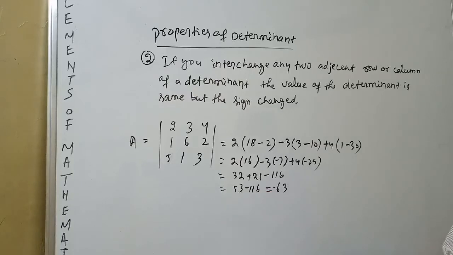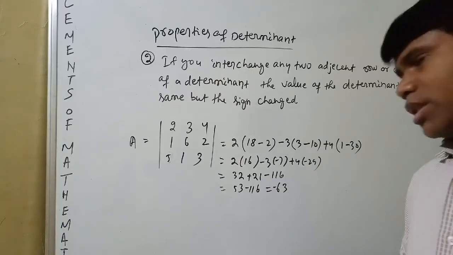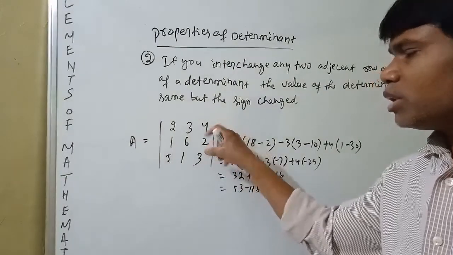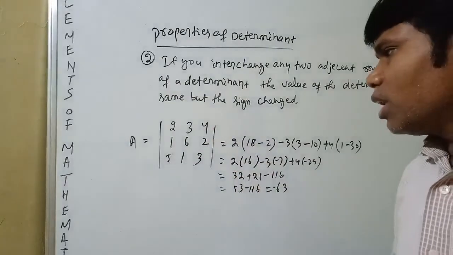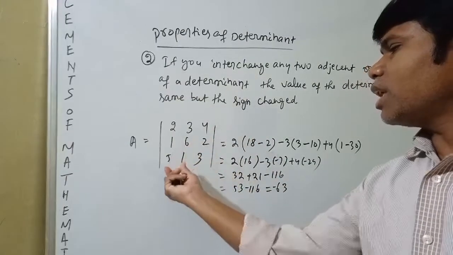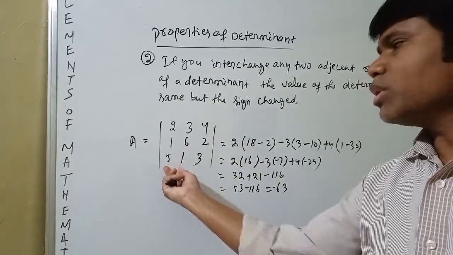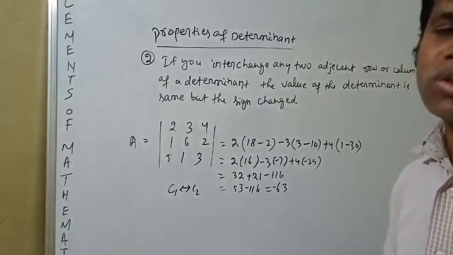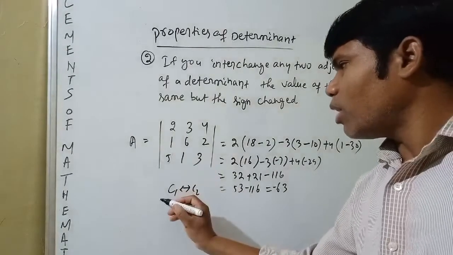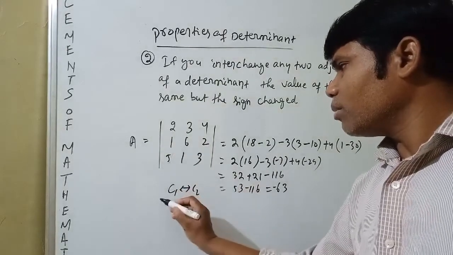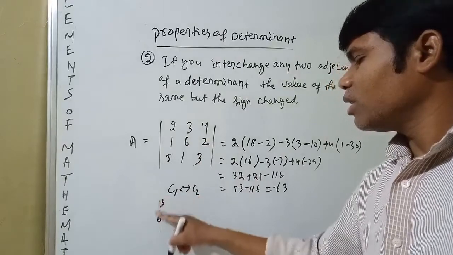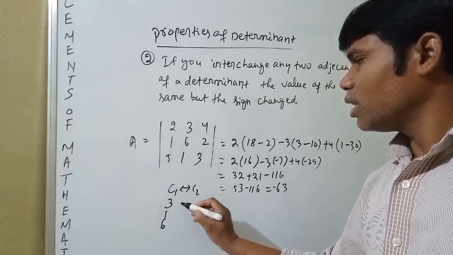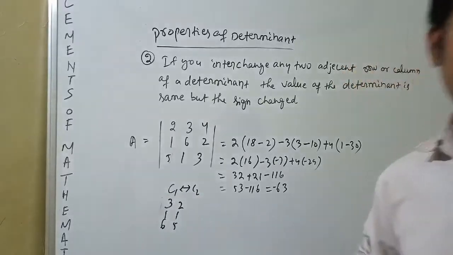Suppose any two adjacent rows or columns we interchange, that means these two or these two, we just change the position. Suppose I change C1 to C2 and C2 to C1. I can change like this, C1 changes to C2 and C2 changes to C1. Then this becomes 3 1 6, 2 1 5.